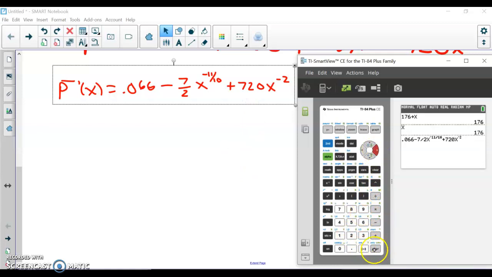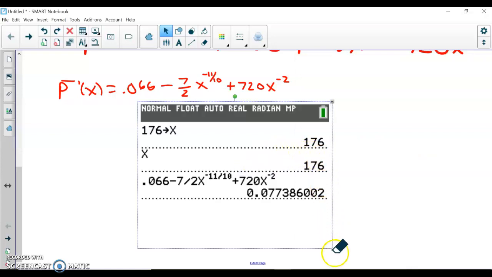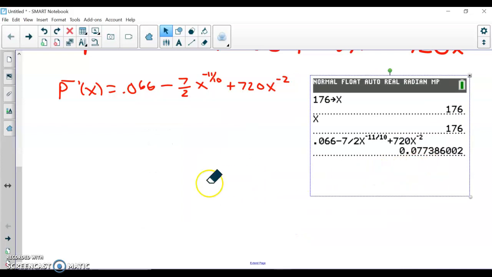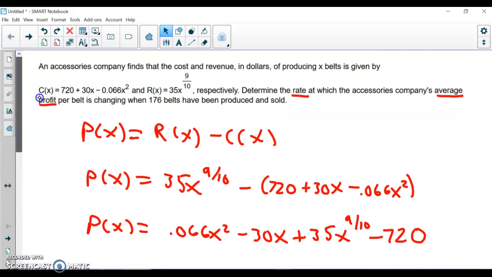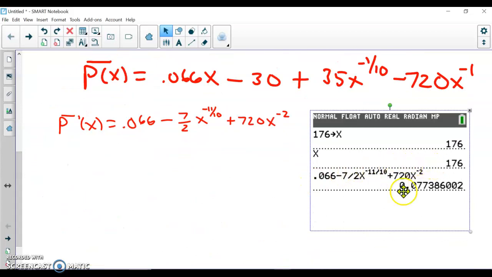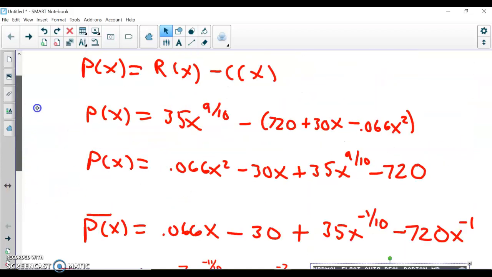All right, so if you hit enter for that, you should get a value. And however it wants you to round in the problem. And it turns out, at the 176th belt point in terms of production, they're seeing growth in their per belt average by approximately 8 cents per belt, right? If you were to round that to the nearest hundredth. But that's how you would do that problem.